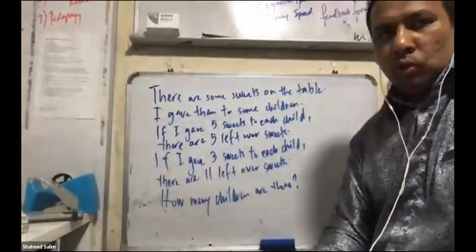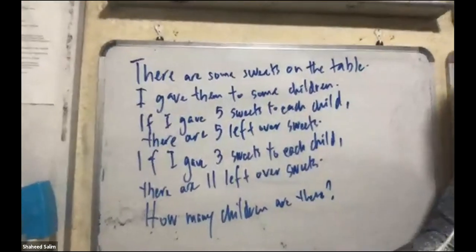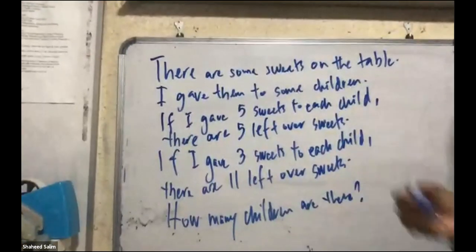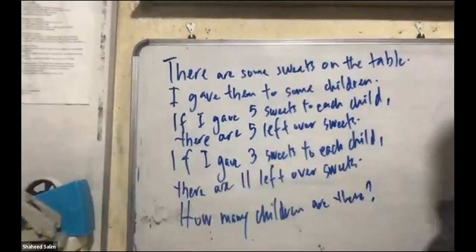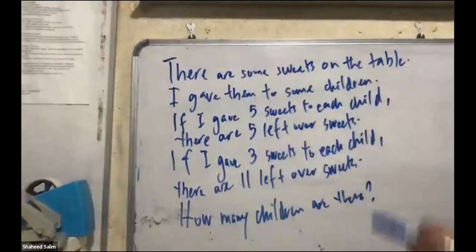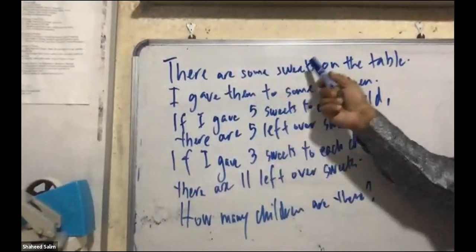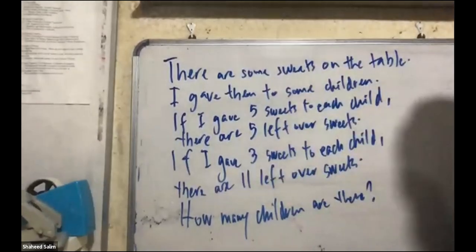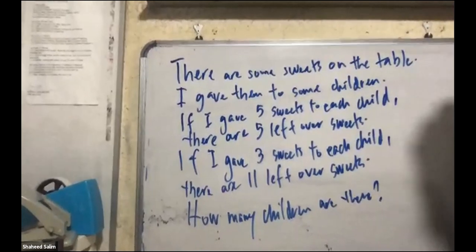Okay, you must be able to do this. If you can do this, you'll be able to do that question. So I'm going to teach you the easier one first. The other one is a little bit tougher, but you try to do this. There are some sweets on the table. How many we do not know. I gave the sweets to some children. How many children? I'm not too sure. It might be 1 child, 2 children, 3 children, 4 children, 5 children. I'm not telling you yet.